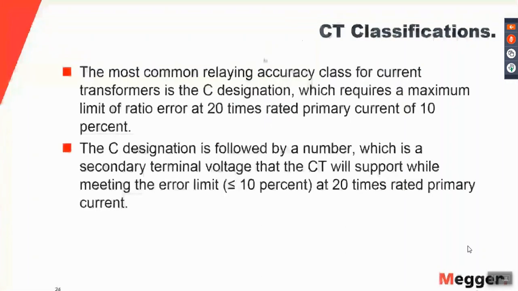Now, for CT classifications, the most common relaying accuracy class for current transformers is the C class. The C class gives us a maximum limit of ratio error at 20 times rated primary current of 10%, which means that when the current through the primary of the CT is 20 times the nominal current, the CT is required to give you no more than 10% error when nominal burden is connected to the secondary of the CT.